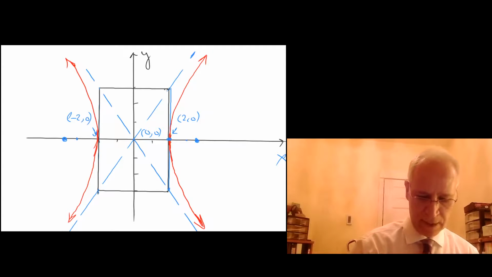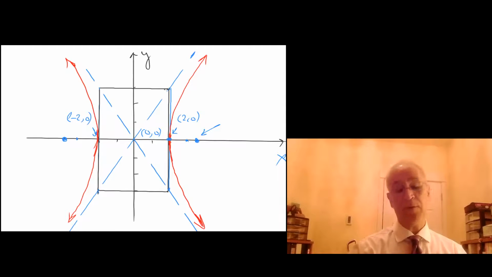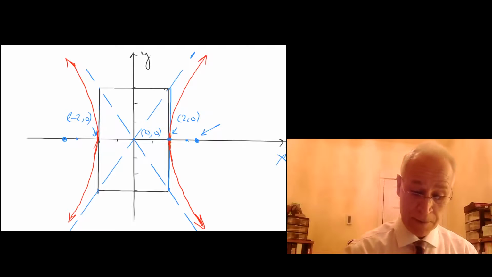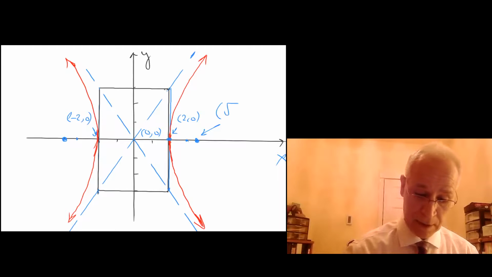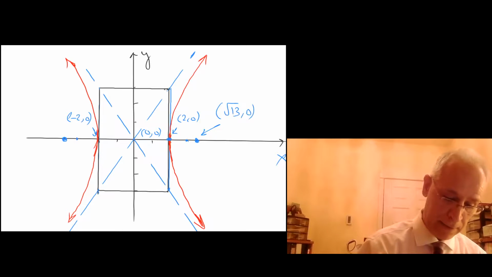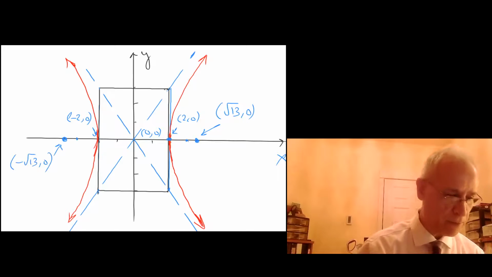So what is the value of this point? The right focus is root 13 comma 0, and this one right here is negative root 13 comma 0.